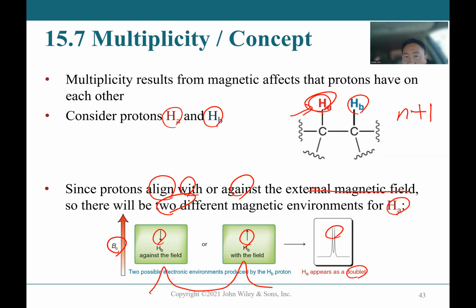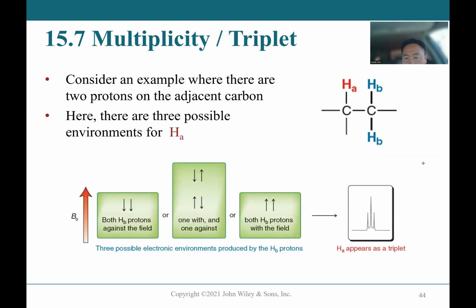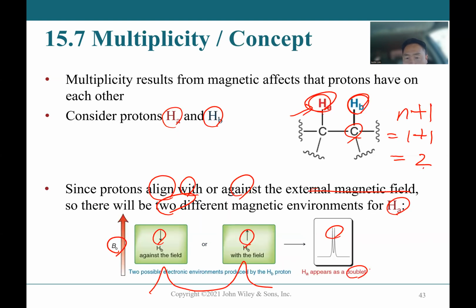On the next carbon, there's one proton. So 1 plus 1 equals 2. You need to see a doublet. Doublet.